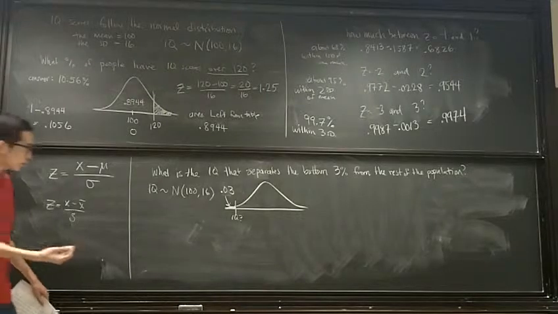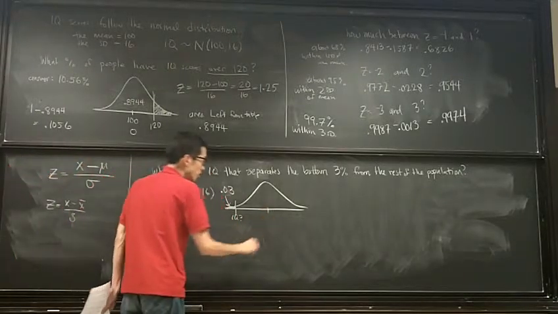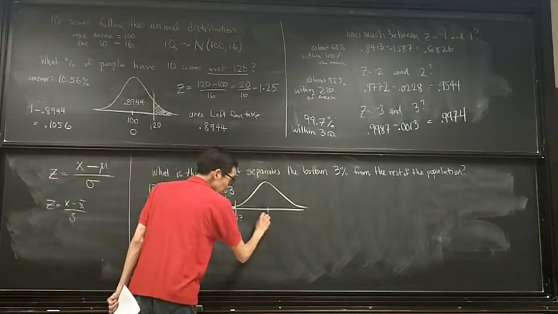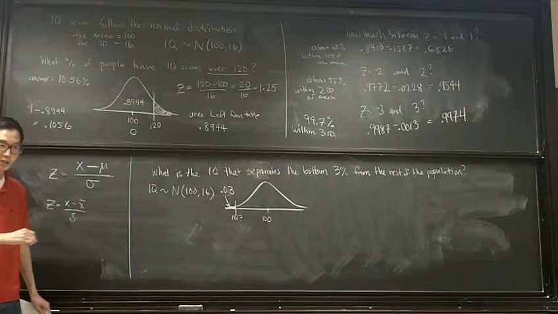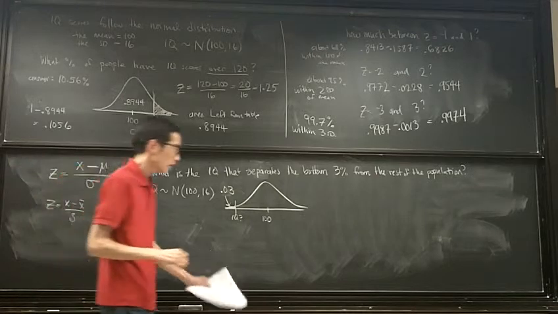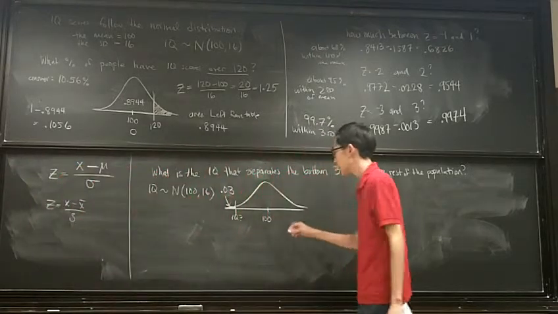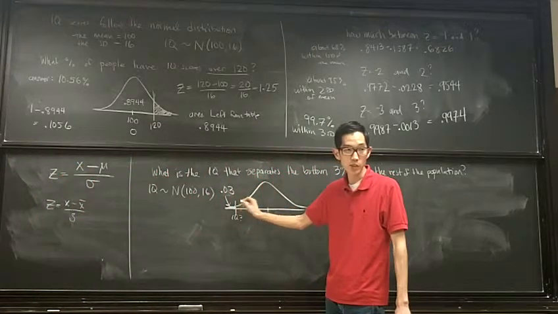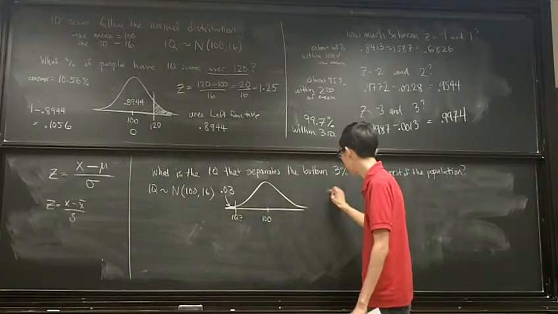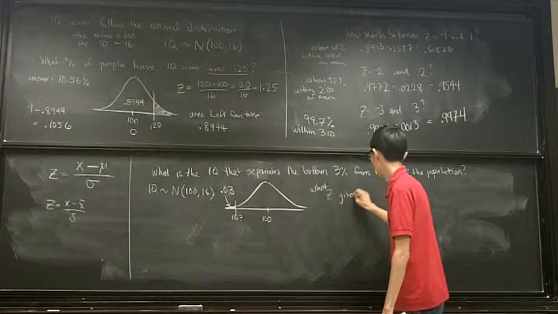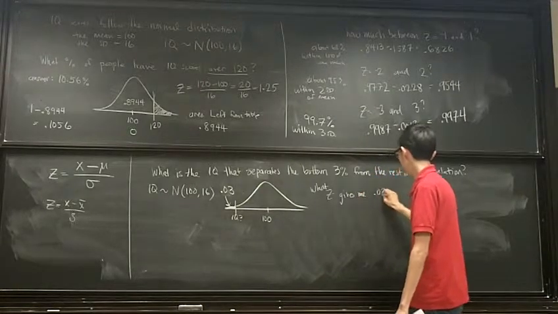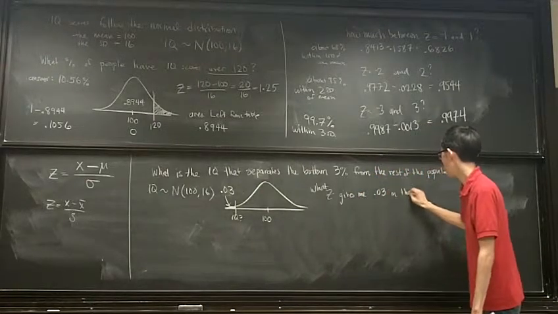I don't know what the IQ is, but I do know it's for sure going to be less than 100, because 100 is the mean. What I need to do is figure out the z-score that's going to give me 3%. What z gives me 0.03 in the area to the left?